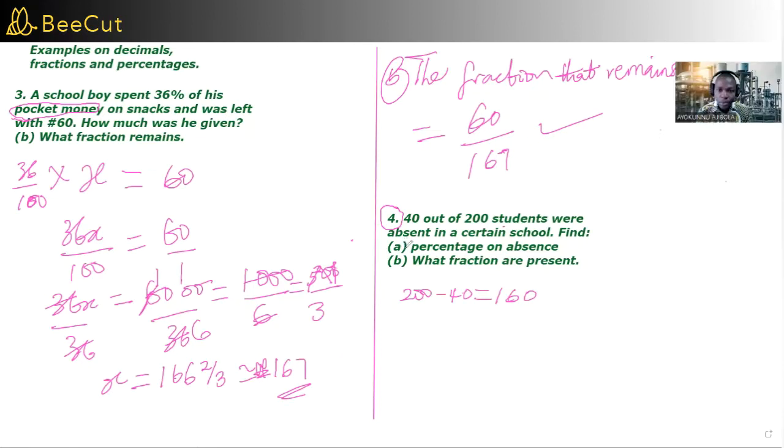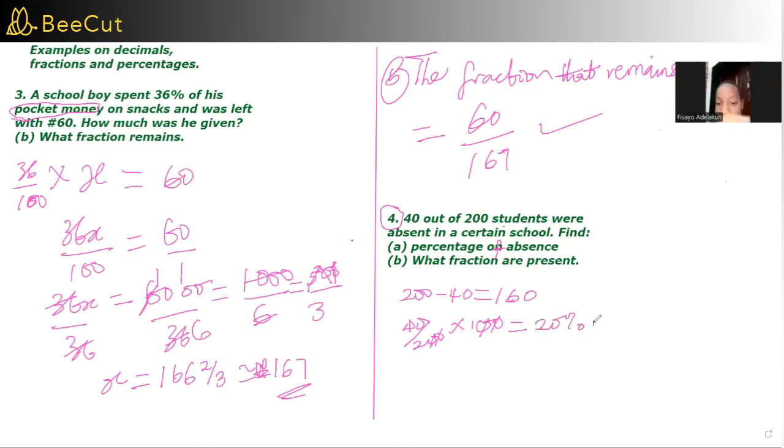Okay, but that's not what we're looking for in the first question. What are we looking for in the first question? I'm looking for the percentage of absence. So how many are absent? 40. So that is 40 out of how many? 200, times 100. So that is how to solve it. So 2 zeros cancel to 0. Then I have 40 over 2. 40 over 2 is what? 20%. So we are through with the first question.